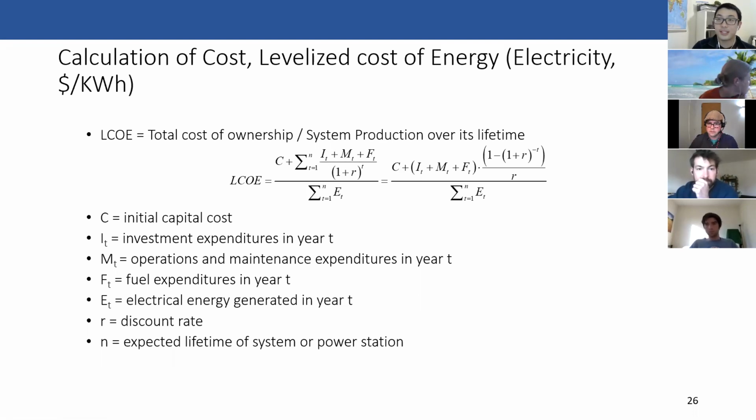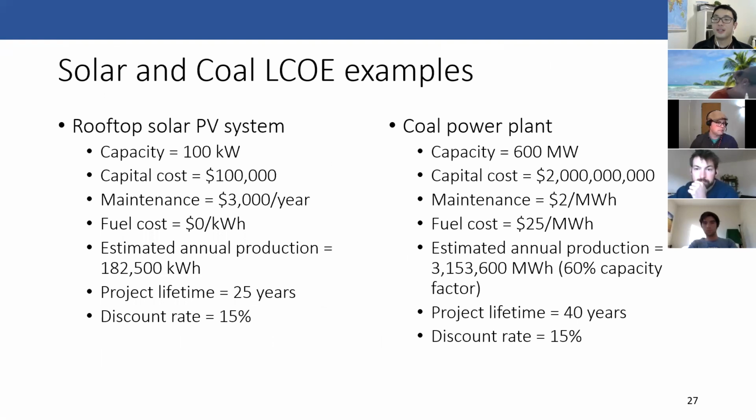Let's take an example of two different generators and show how we do this calculation. Let's look at a rooftop solar PV system. It's 100 kilowatts, so this is a really big rooftop, something you might find on a big shopping mall or a big parking garage. 100 kilowatts is going to cost $100,000 to build. That's about $1,000 per kilowatt, which is on the lower end for solar, but within reason.